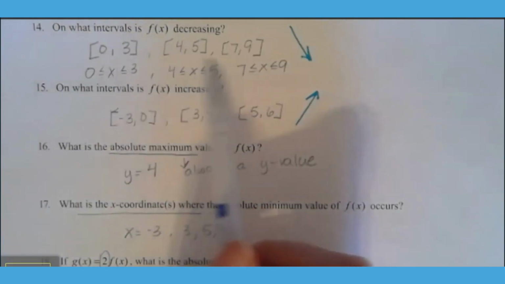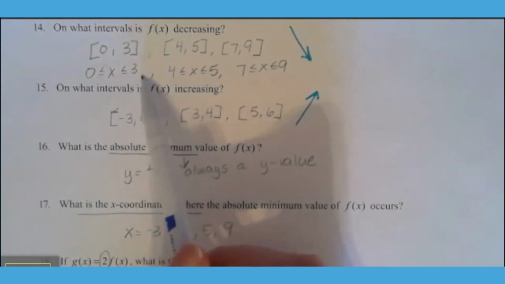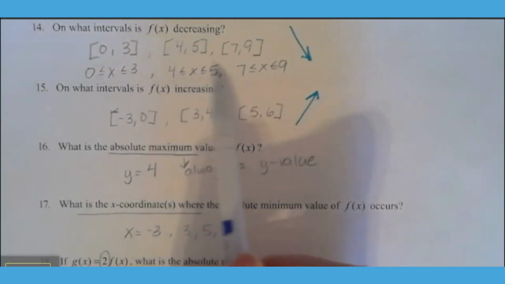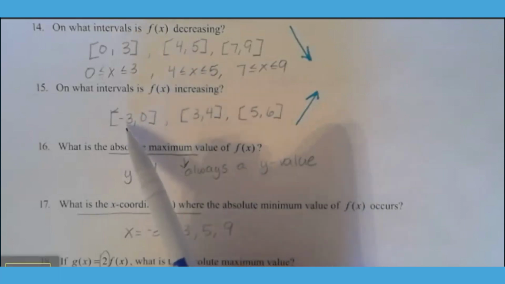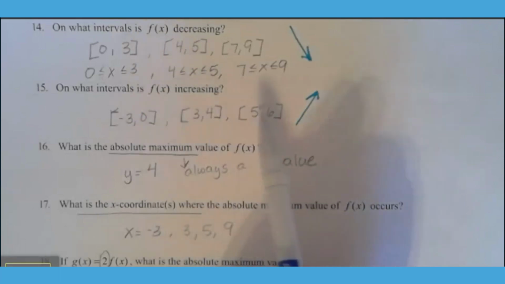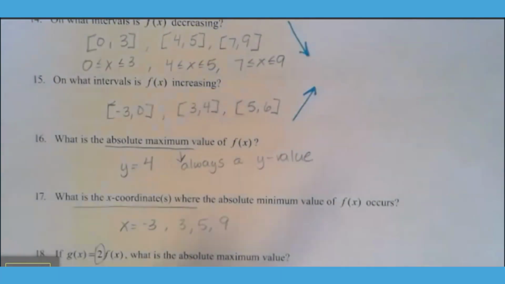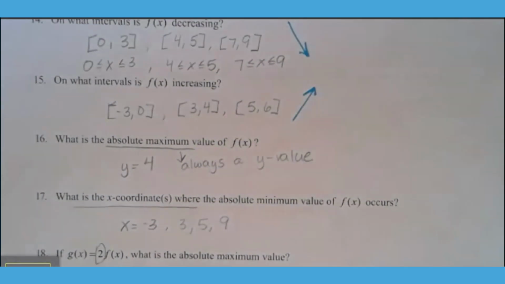So intervals of decreasing: x is between 0 and 3, between 4 and 5, and from 7 to 9. Intervals of increasing: -3 to 0, 3 to 4, and 5 to 6. Another important concept that they will be required to use in pre-calculus and AP calculus is the idea of absolute maximums and minimums, and more so the idea of what they are along with where they occur, which is the difference between 16 and 17.